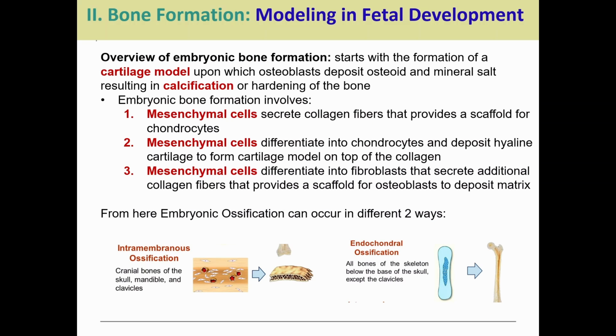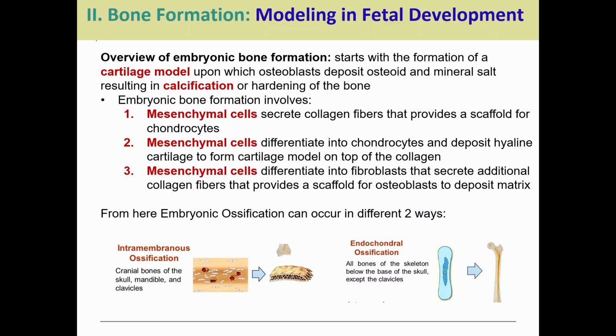So let's talk about what happens early on. And when I say early, I mean as early as we can get, which is embryonic bone formation. So the first thing we're going to start with is a cartilage model. So we don't even start with bone. We start with cartilage. And then from there, osteoblasts will start putting in the osteoid and the mineral salts, resulting in the calcification of it, right? So we're getting that calcium, we're getting the hydroxyapatite in there. And it's now transitioning from cartilage to bone.